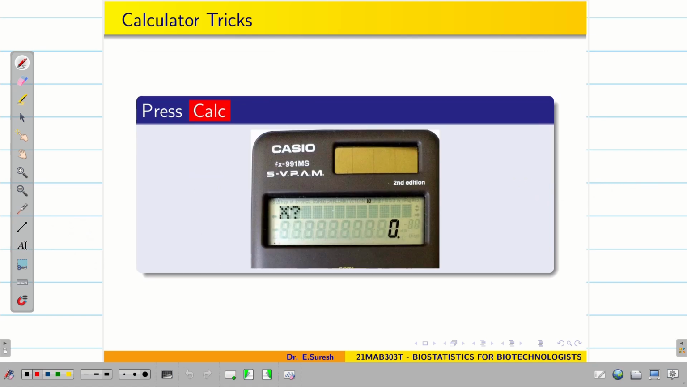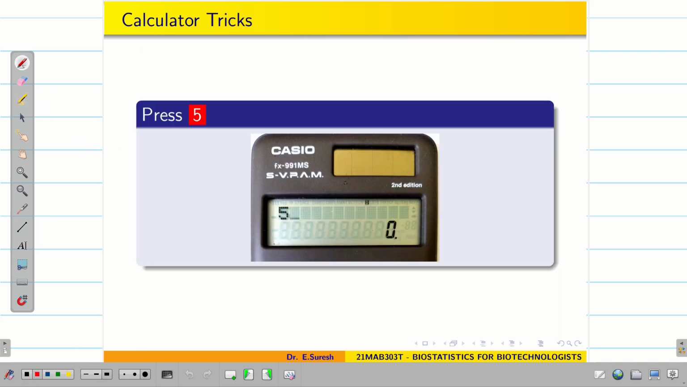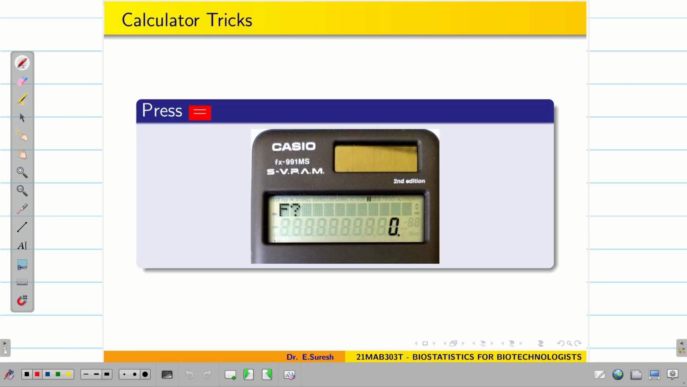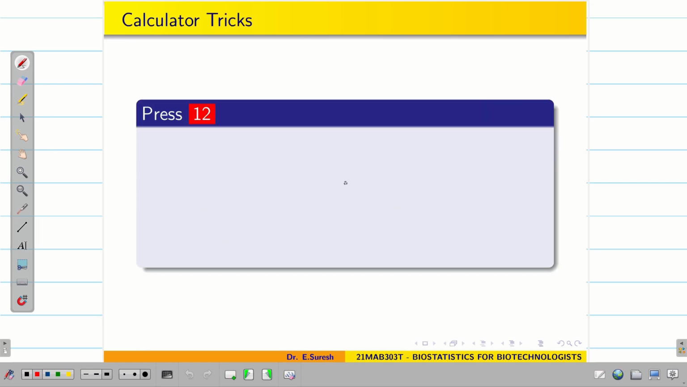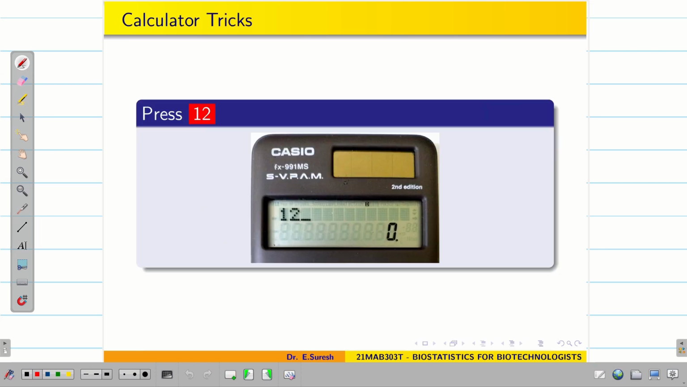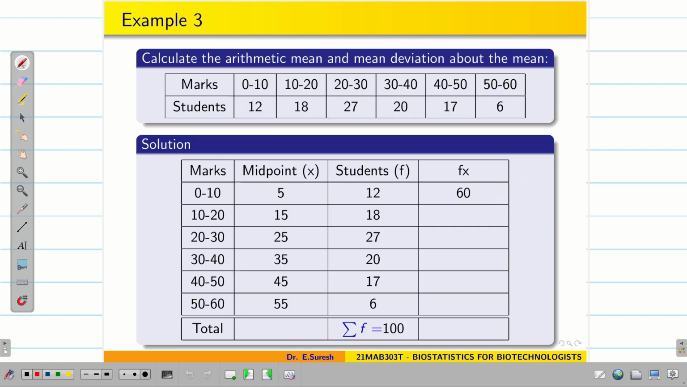Press the calc button, then it will ask for the x value. My x value is 5. Then press 5 and then press equal to. You can see it is asking for the f value. Go to the table. Here the f value is 12. Now enter the f value. Just press 12. Then press equal to. You can see my fx value is 60. Now go to the table, enter 60.